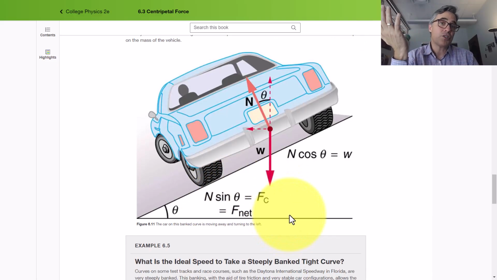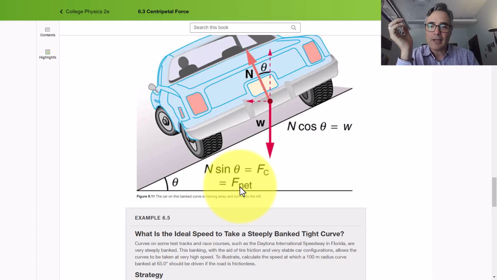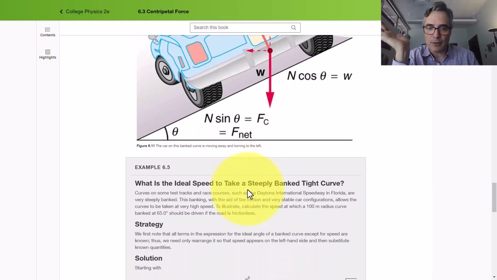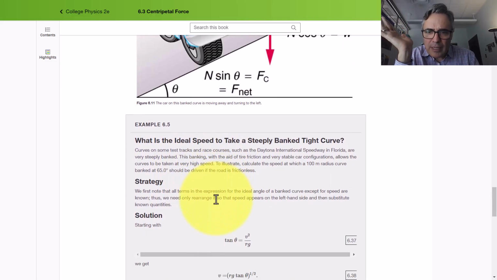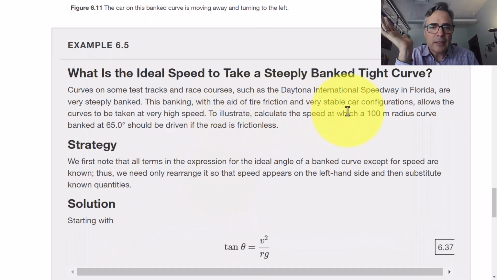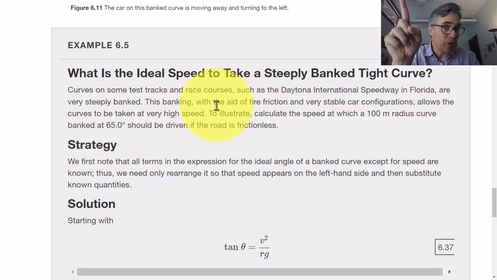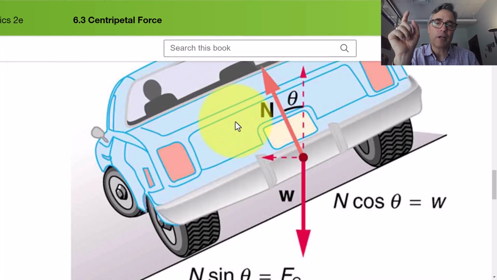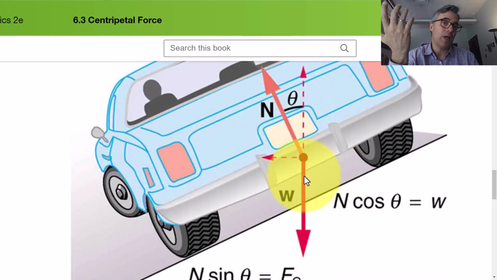If there's no friction, which I suppose it's possible that there might not be any friction, you can set N sine theta to be the centripetal force, otherwise known as the net force. What they do in example 6.5 is they say, calculate the speed at which a 100-meter radius curve banked at 65 degrees should be driven if the road is frictionless. So once again, your force diagram does not include friction. It just includes normal force and weight, and that's it.